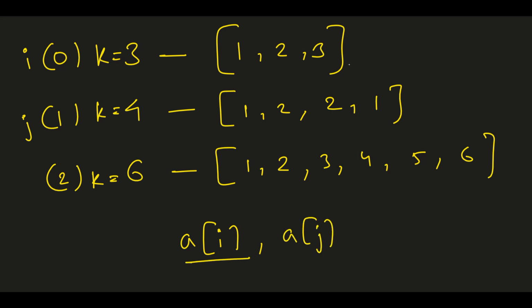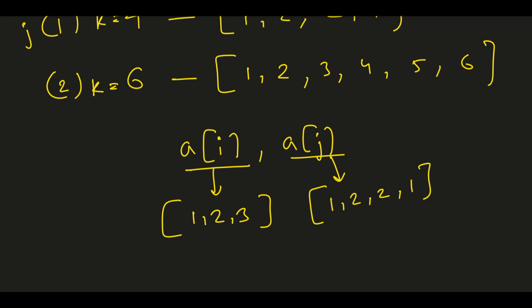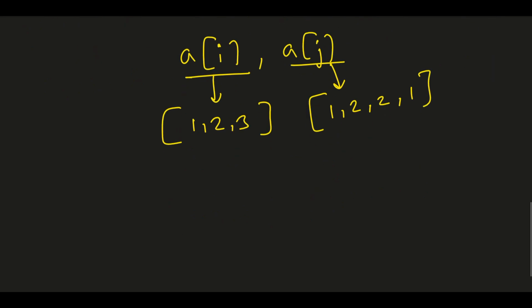What is a of i? A of i is an array of size 3, right? This array. And a of j is an array of size 4, so this is the array. Am I correct? Now we will find the maximum probability among these two. What have we done? We have chosen numbers, right? The numbers appearing in common are 1, 2 and 3. Like we have chosen all the numbers.